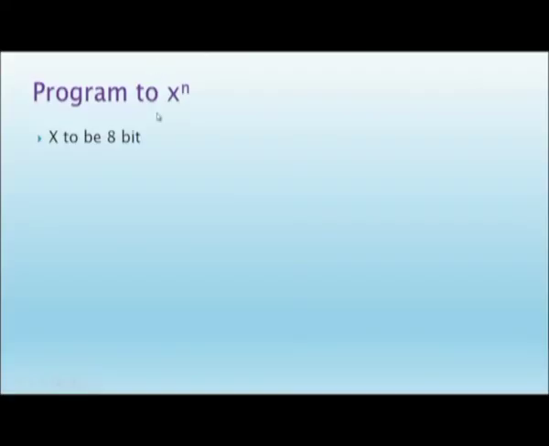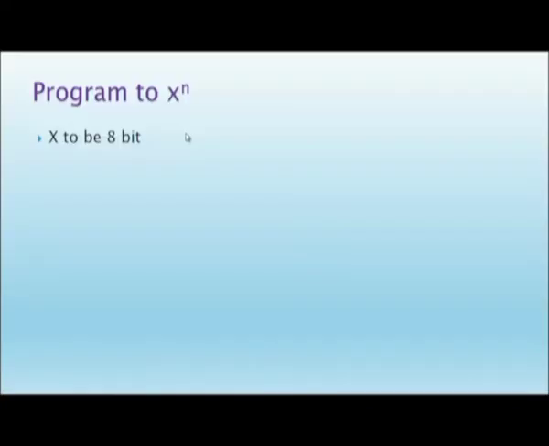The another program is how to write to calculate x power n. Okay. To calculate x power n. So, x should be 8 bit because we are using the 8051 which is an 8 bit microcontroller. You can take any value, I will take x equal to 5 power 3. Okay. 5 power 3 I want to calculate. 5 power 3 means 5 into 5 into 5. So, 3 times I want to multiply. This way we are using the same concept.